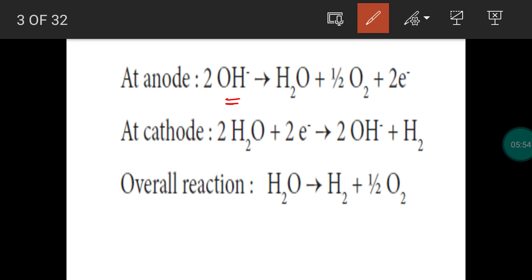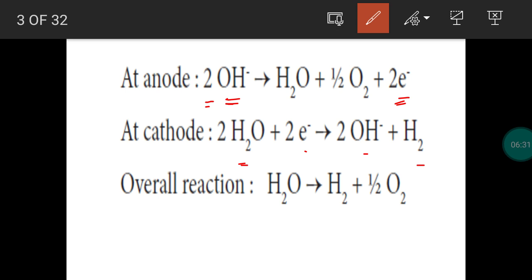Each hydroxide ion loses one electron. So two hydroxide ions present, so two electrons lost. This loss of electron at anode is called an oxidation process. Then the electrolytic solution is nothing but water. At cathode, there will be reduction process. Reduction is nothing but the gain of electron. Each water molecule is gaining an electron. So by gaining an electron, it forms a hydroxide ion with the liberation of H2 molecule.